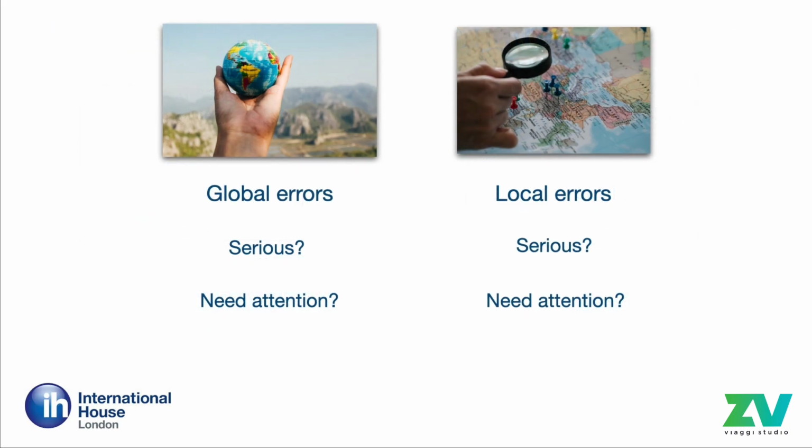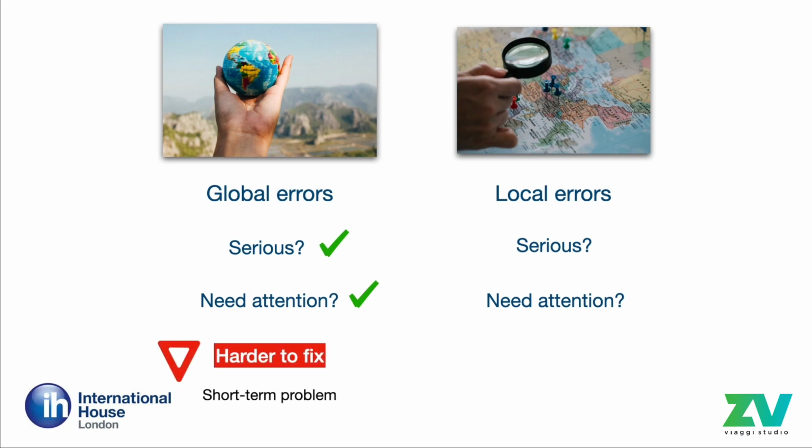So it would seem that a global error, where the intended meaning is lost, is much more serious and therefore requires immediate attention from the teacher. But remember, they also take longer to remedy. And so in a monolingual classroom, perhaps asking the learner what they intended to say in their mother tongue might be the best compromise here.